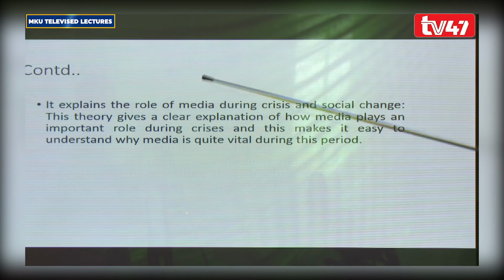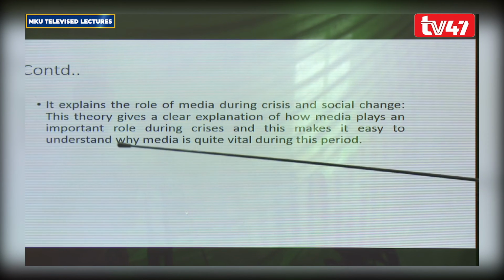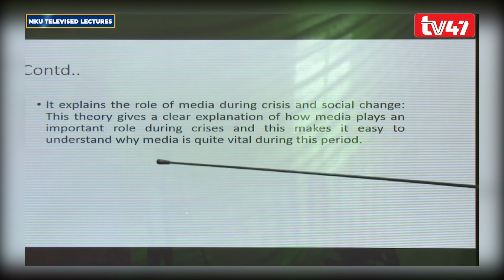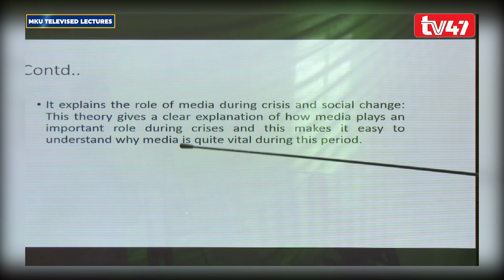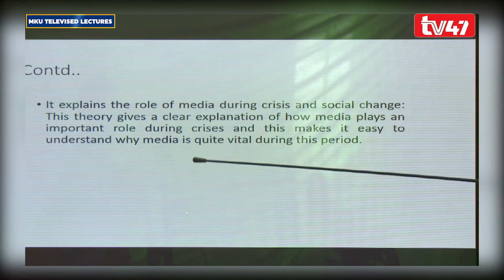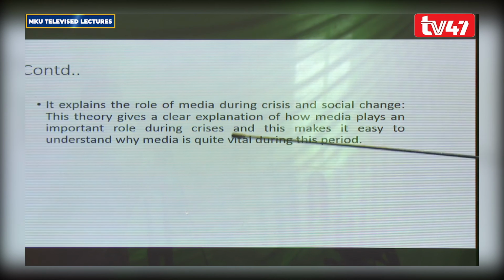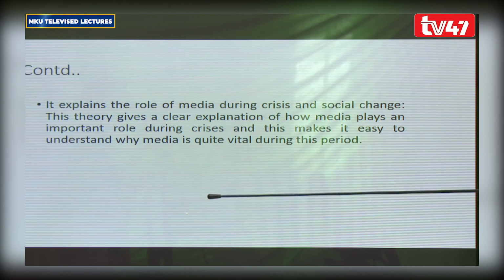Also, the theory explains the role of the media during a crisis and also social change. You find that this theory gives a clear explanation on how media plays an important role during crisis, and how it makes it easy for people to understand and to behave during these crisis moments.